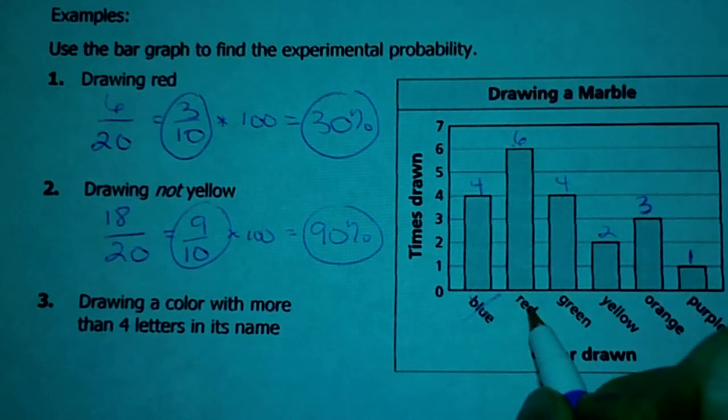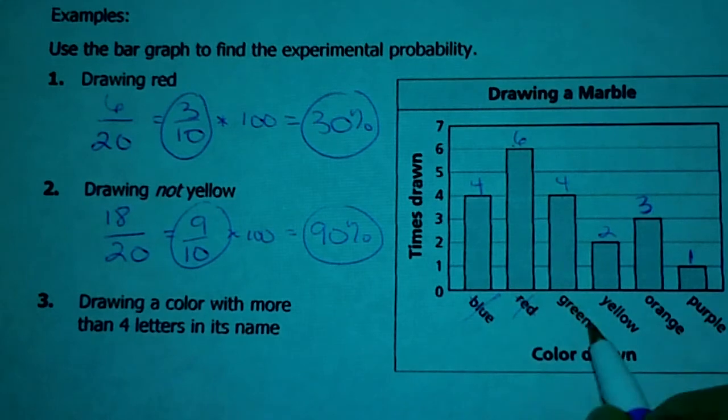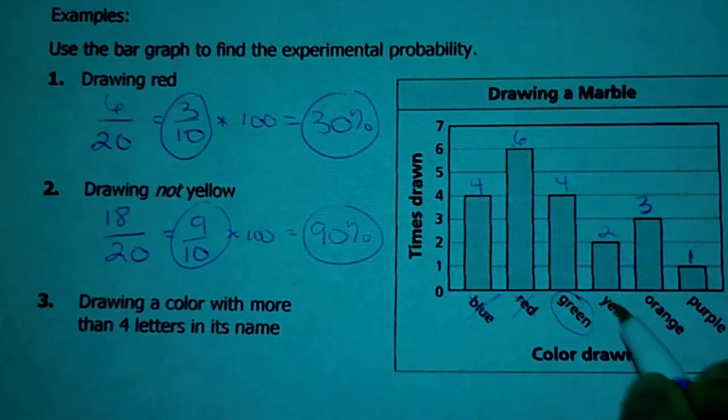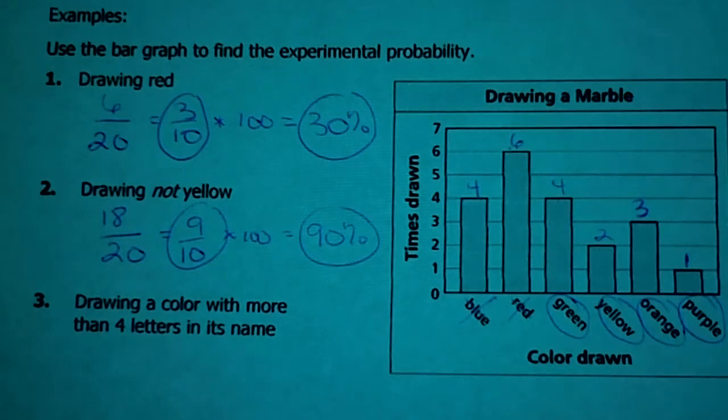Red does not have more than 4 letters. No. Oop, green has 5. Yellow definitely has more than 4. Orange has more than 4. Purple has more than 4. So if I want the probability of drawing a color with more than 4 letters in its name, we're talking about green, yellow, orange, and purple.